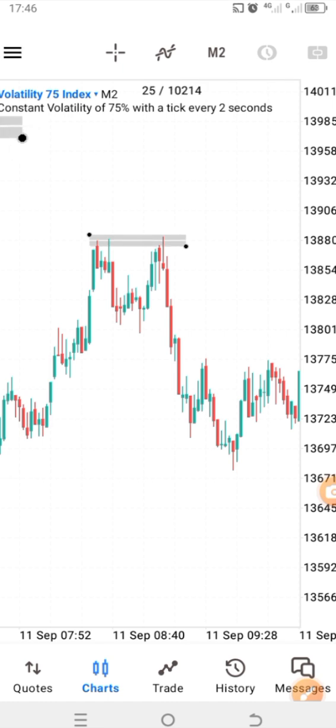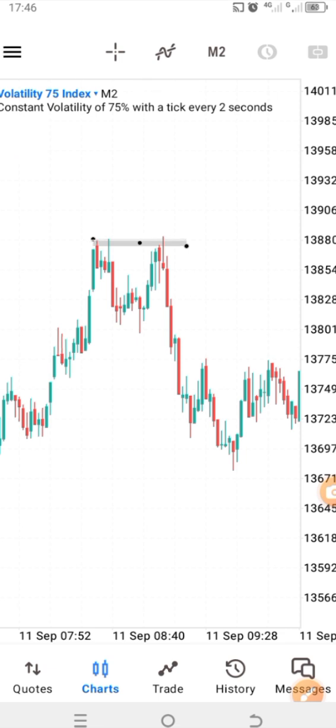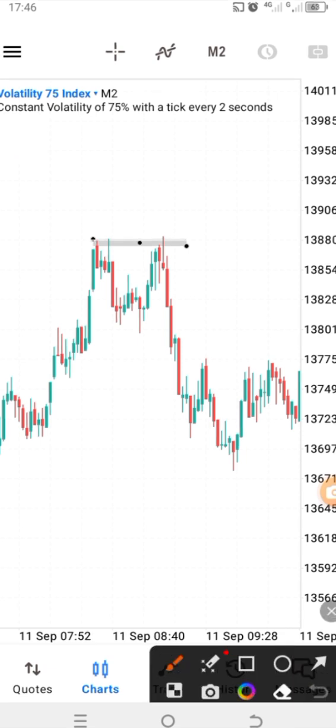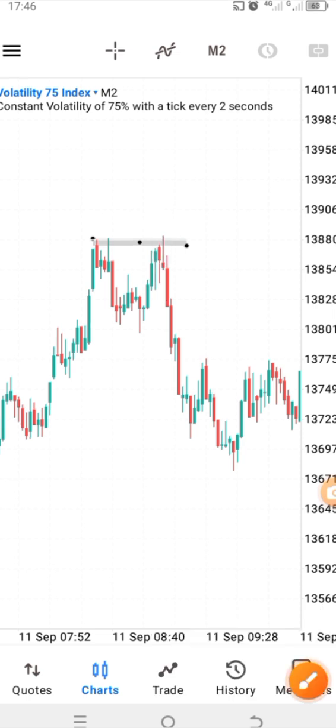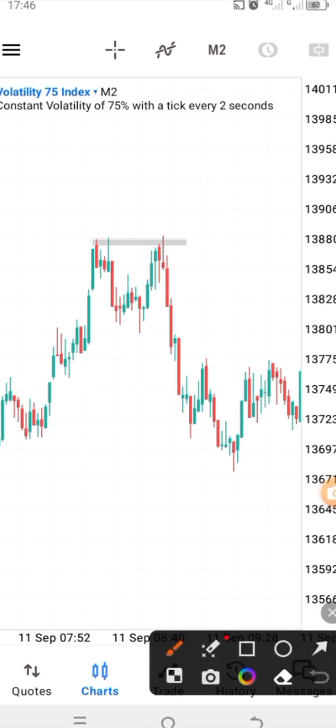Mark the first high, where it got rejected. So now we are going to mark it like this. And then make sure that price is not supposed to close above this line, this zone that I have drawn. Now what price has done is that it has closed below this zone that I have drawn. Now we identify the neckline of this double top.